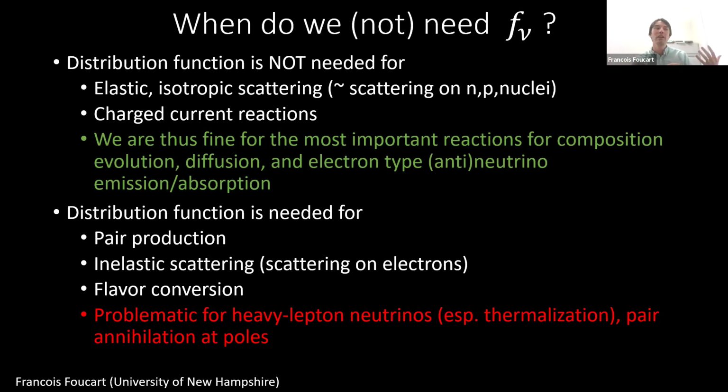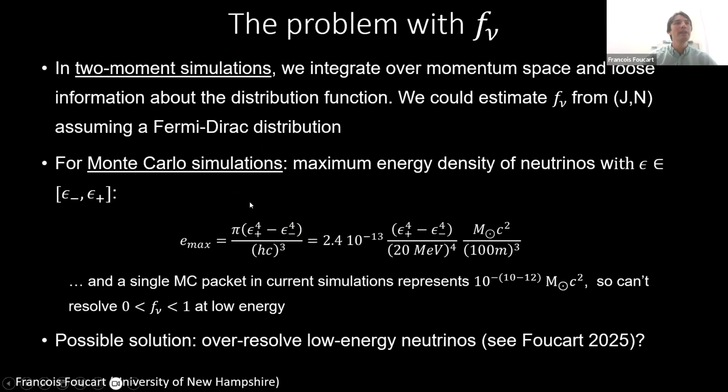In Monte-Carlo methods, in theory, we have at our disposal the distribution function of neutrinos, but in practice, this is not quite the case. For example, if you make an estimate of what the energy of a packet in current Monte-Carlo simulations is, you will find that it's about 10 to the minus 10 to 12 M_sun c^2. But if you had one packet that would create an F nu of 1, which is the maximum value for a fermion, the energy of that packet should be of the order of 10 to the minus 13, times some scaling with the energy, but something that is of order 1 for 20 MeV neutrinos. And so we know that in our simulation, a single packet can get you from F nu of 0 to F nu of 100 pretty easily, which of course does not allow you to reconstruct the distribution function of neutrinos reliably at a single time in the simulation.